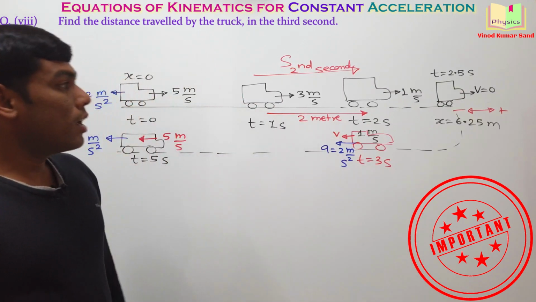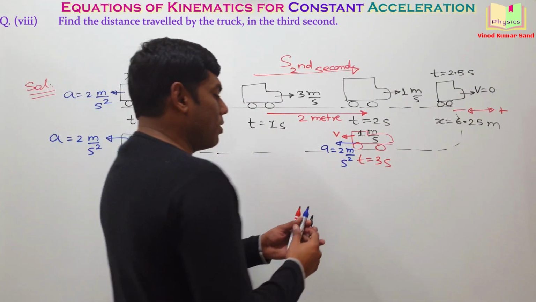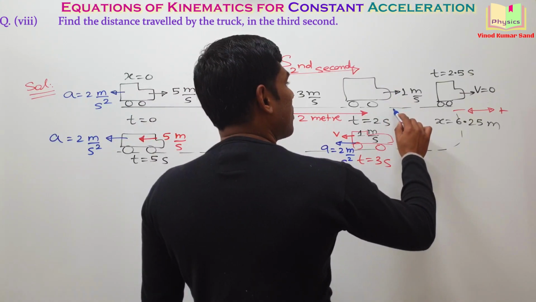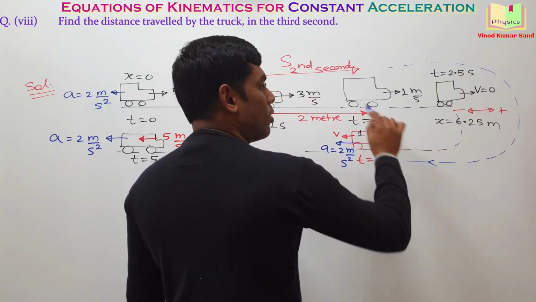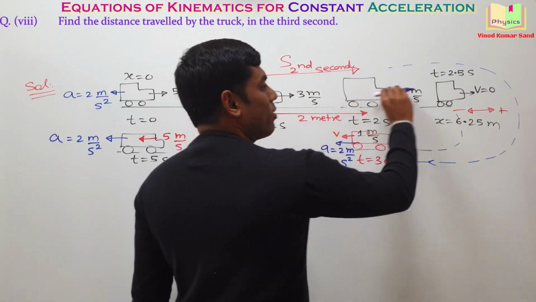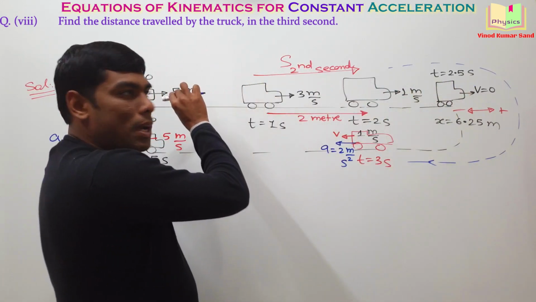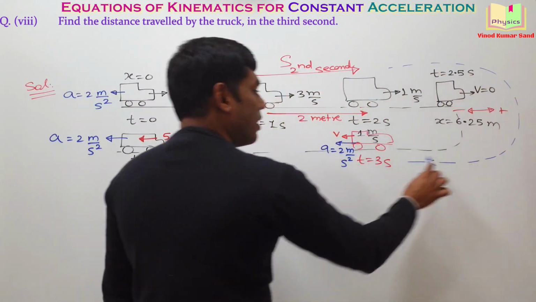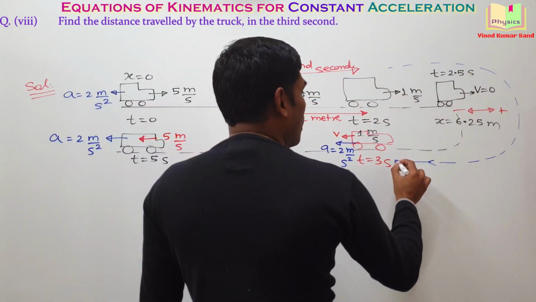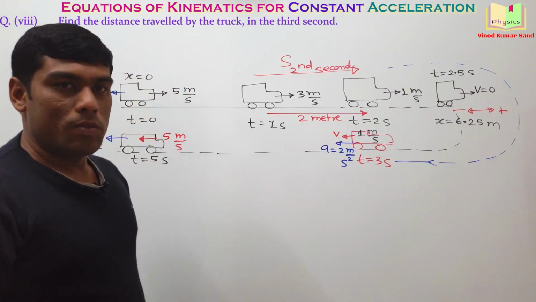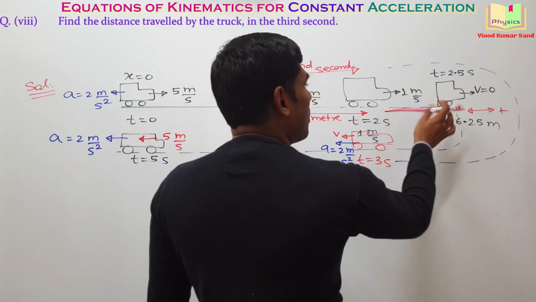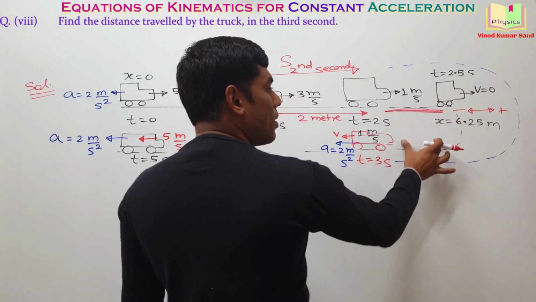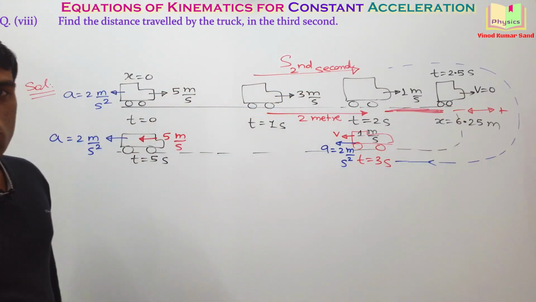Getting it? Now we need the distance traveled for this time interval, means this distance is required. Actually it's traveling on a straight line. It will go like this and then it will return back, but for the sake of simplicity, I'm showing it like this. How can we find this distance traveled? If we can obtain this distance, then this and this will be the same and we'll get the answer.